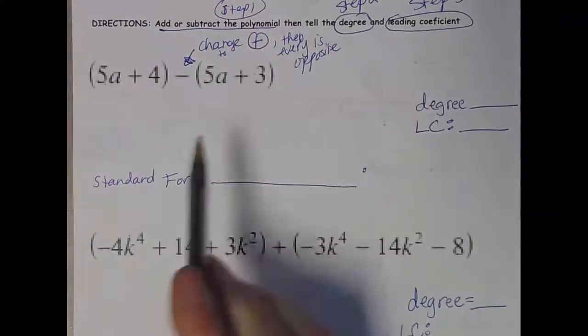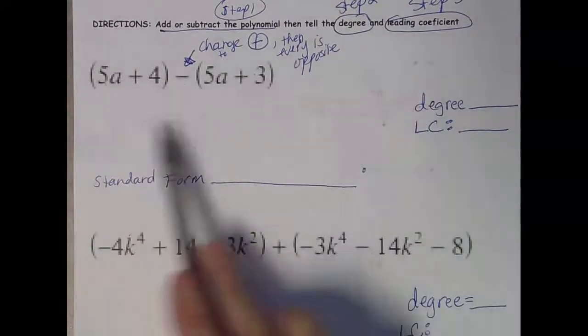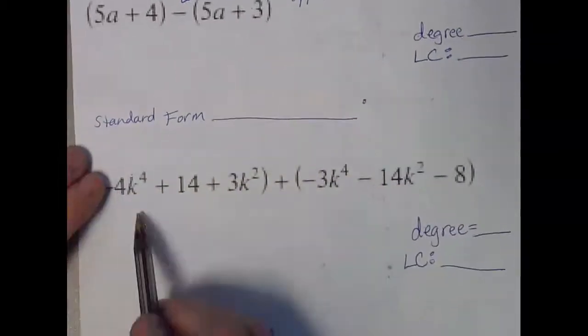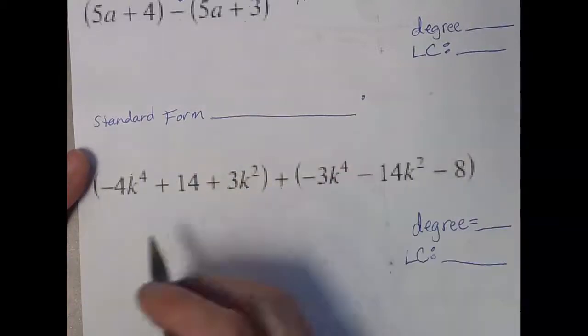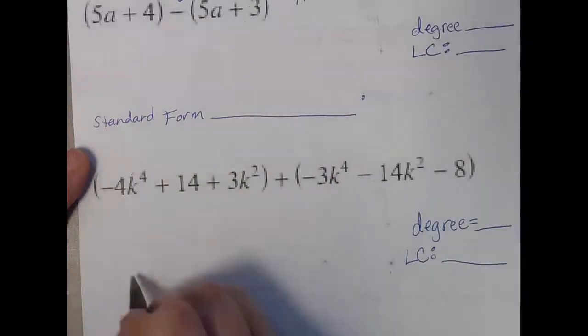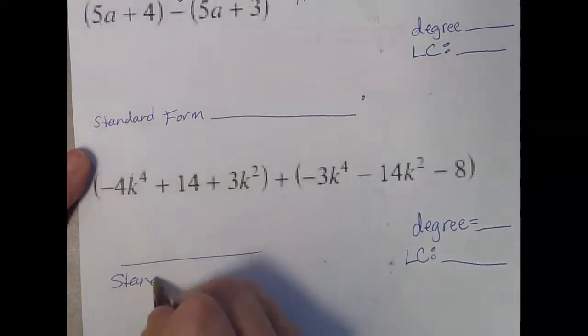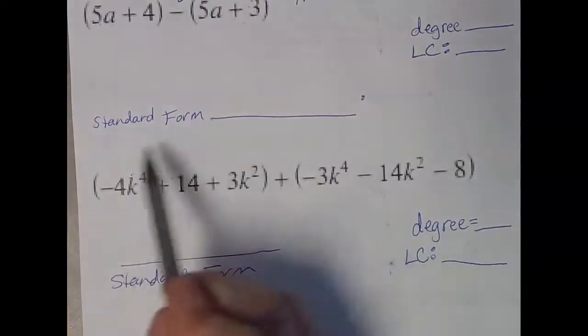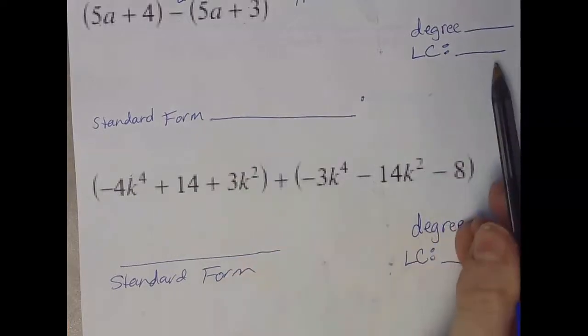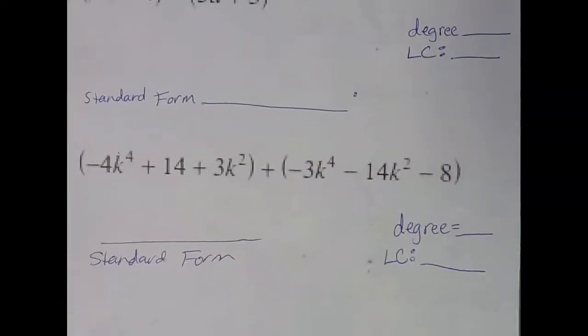Just write it out. You might have your things and then you need to simplify. Same with the bottom one. You can add them. Combining like terms, just adding positive and negatives. Standard form, put your final answer. And then remember, we always use the first term to find the degree and leading coefficient.